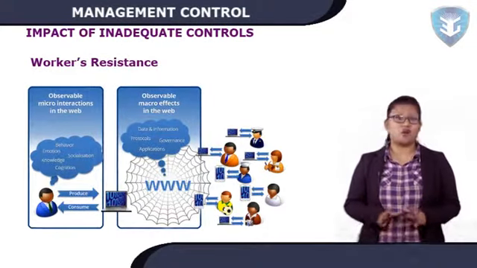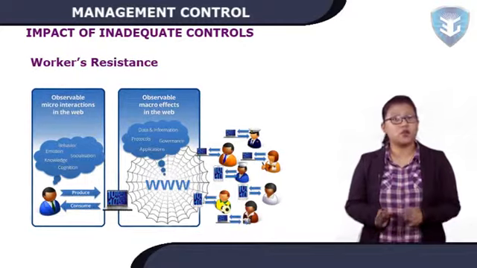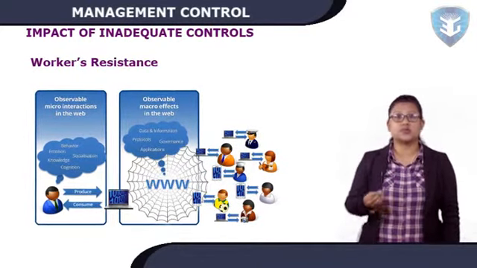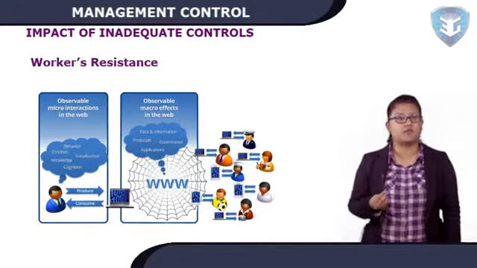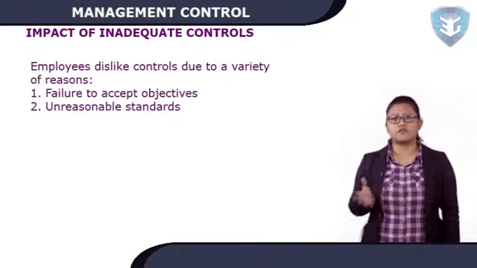Workers' resistance. Human behavior is complicated, and it is not easy to impose controls without leading to conflicts. Employees regard a control system as a tool to exert pressure on them. Thus, a control system must first be sold before it is introduced. Employees dislike controls due to a variety of reasons.